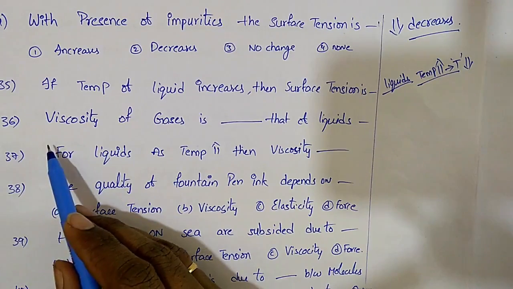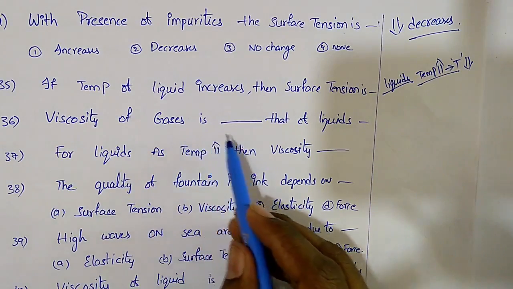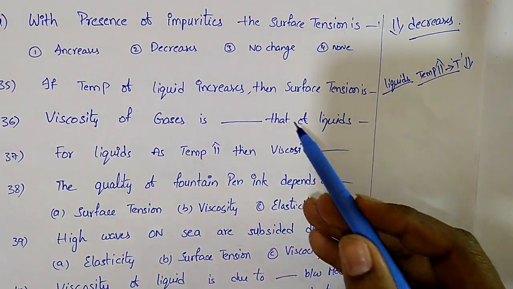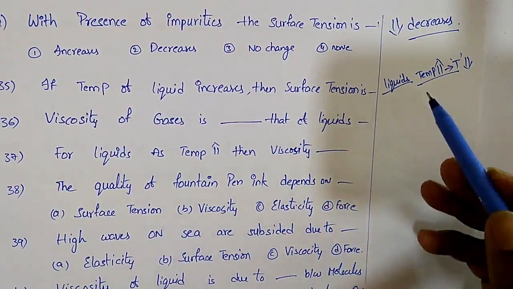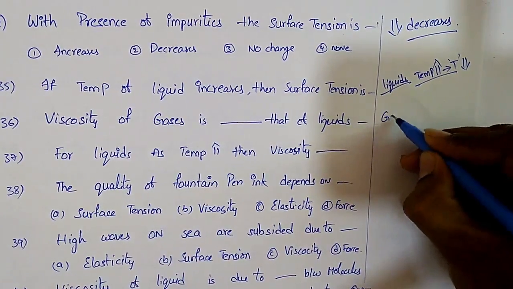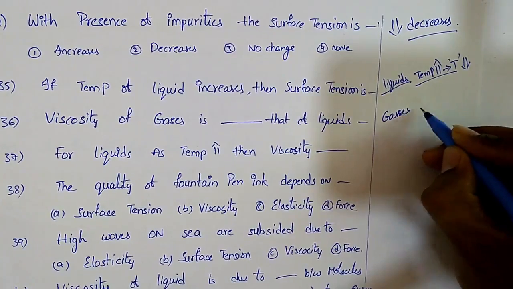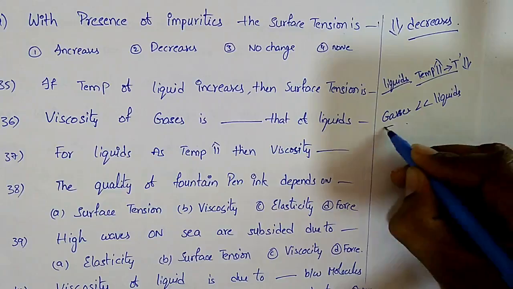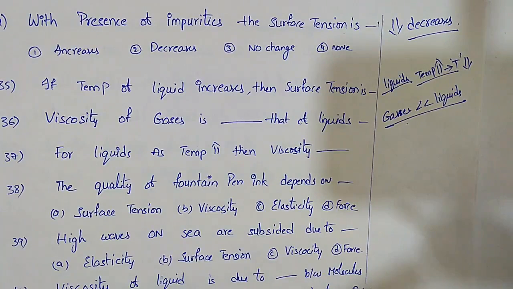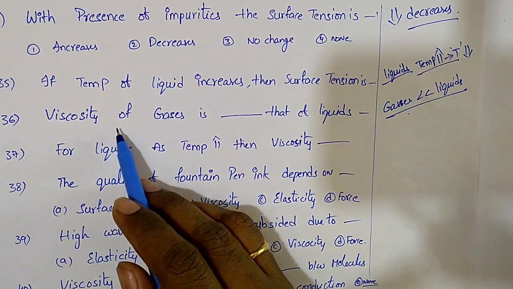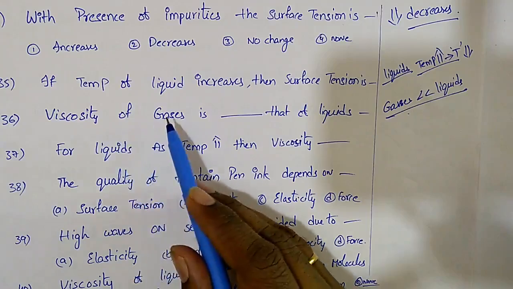Next, 36th one. Viscosity of gases is dash that of liquids. That means it is higher or lower or very lower or any other options. Here the viscosity of gases is always much less than that of liquids. We know viscosity is just the opposition to the motion of any particle.